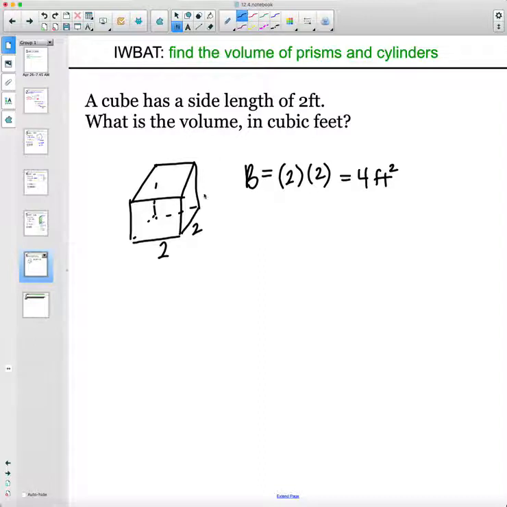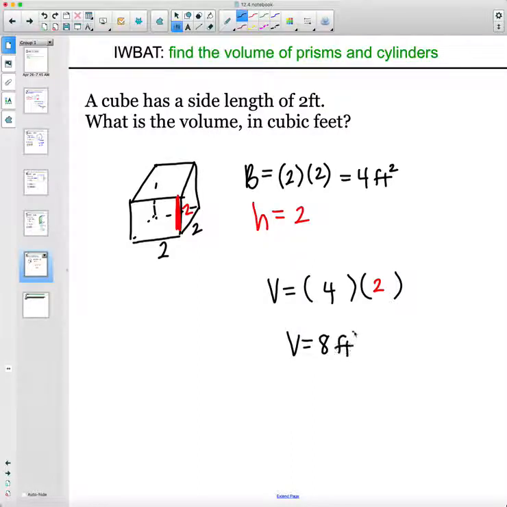Then the height is the distance between those two bases. That's also 2 in a cube, same as what was given for the side length. So then that's going to be 2. So then when you go to find your volume, area of the base times the height is going to be 4 times 2. And so then you're going to get 8 feet cubed.